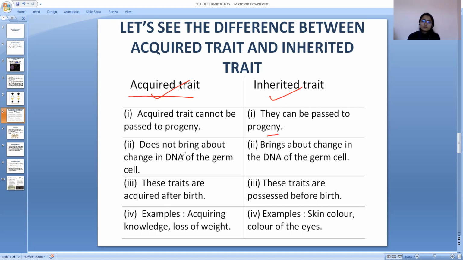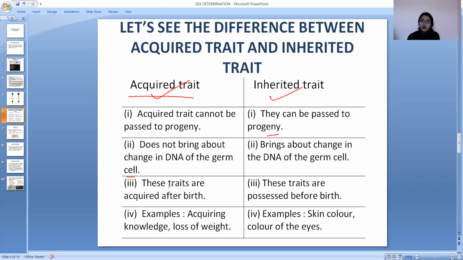फिर आता है, acquired traits do not bring about change in DNA of germ cells. It will not alter the DNA. आपको पेंटिंग आ गई तो आपके DNA का सीक्वेंस नहीं चेंज हो जाएगा कि इसकी DNA, इसको पेंटिंग आती है, तो DNA अब ये हो गया और वो DNA अब आगे जाके बच्चे को भी पेंटिंग सिखाएगा. No, the acquired characters will not change the DNA sequence inside your cell, right? Inherited traits bring about the change in DNA and germ cell. Yes, they will alter your DNA sequence.